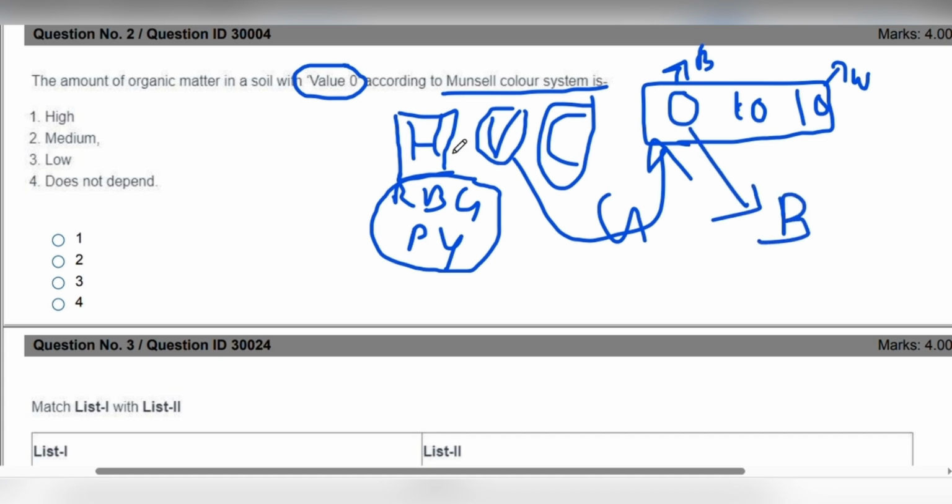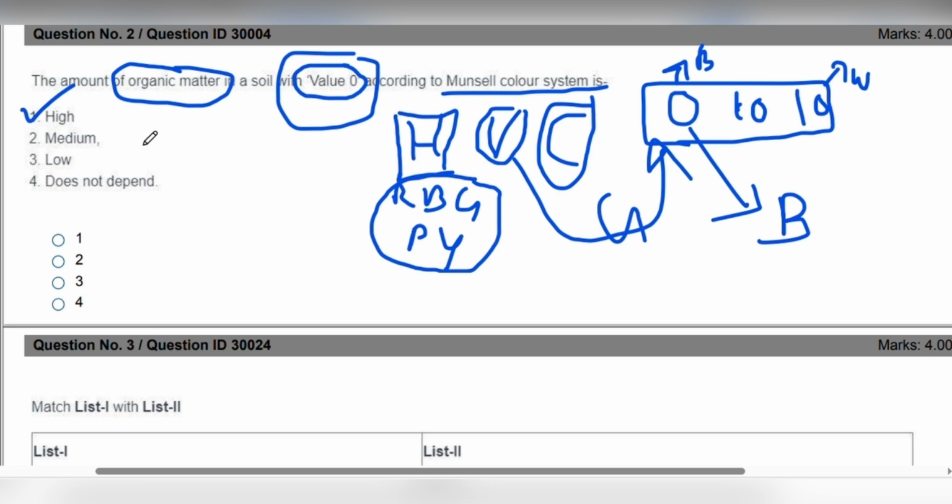Here they have asked value 0. Value 0 of the soil means the soil is completely black in color. And we know the color of organic matter is also black. So a soil with value 0 is black in color, and since organic matter is black, it means the soil contains a high amount of organic matter. So the answer will be option 1, high.